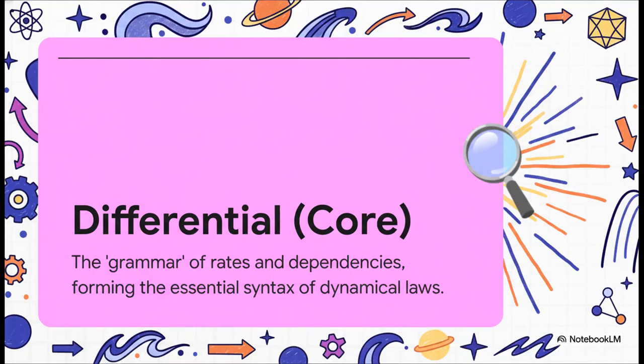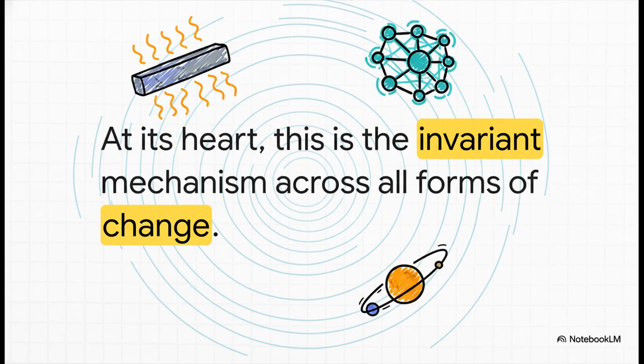And this right here, this is the absolute core of it all. The differential is that fundamental piece of grammar. It's the little link that connects an object's current state to its rate of change. Think of it like a law that says, hey, because you are here, this is exactly how fast you must be moving. It's a dependency. And that's what makes it so powerful.